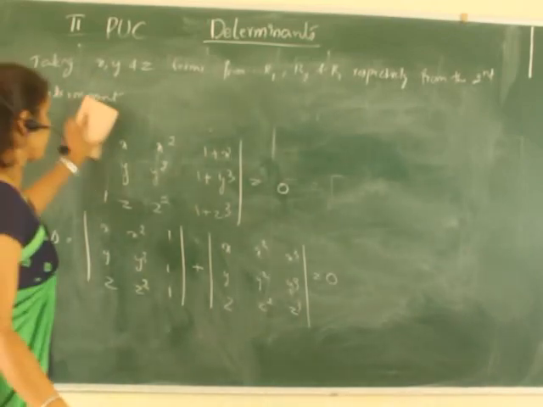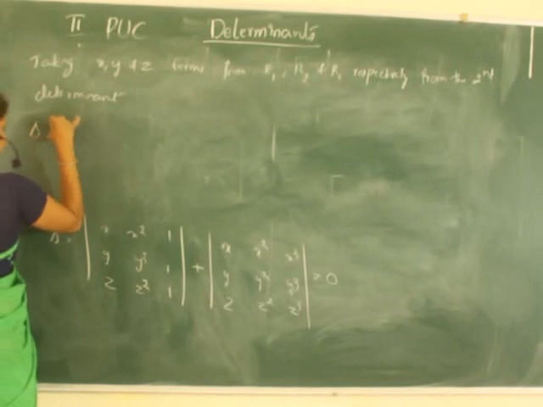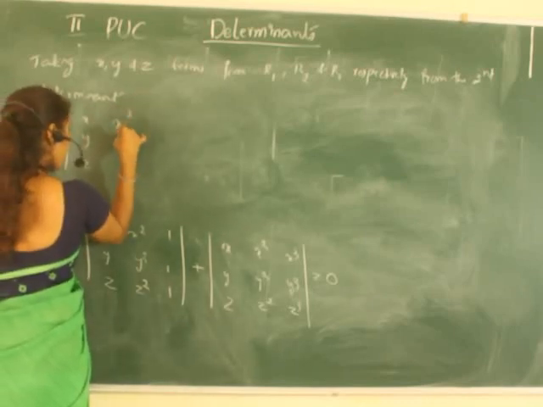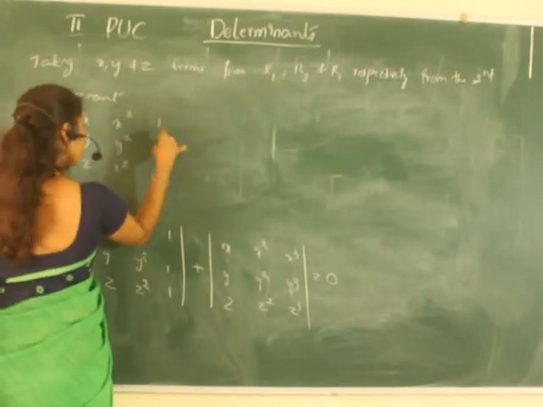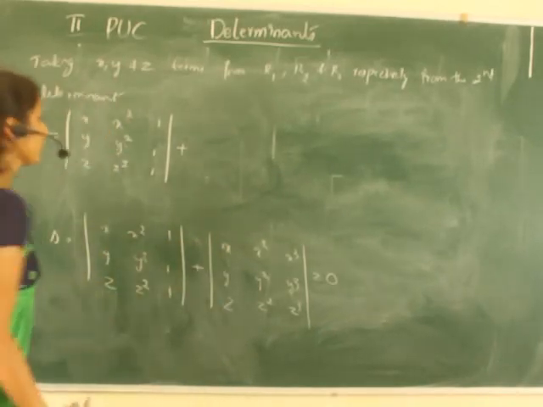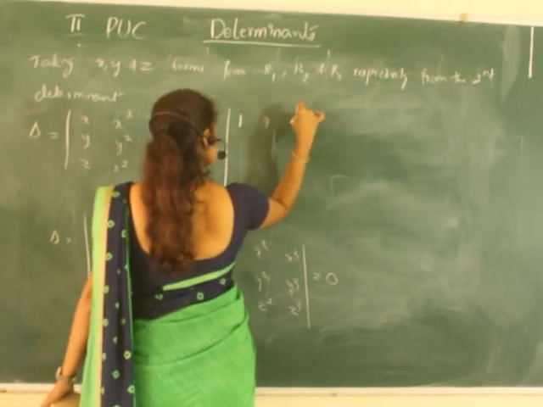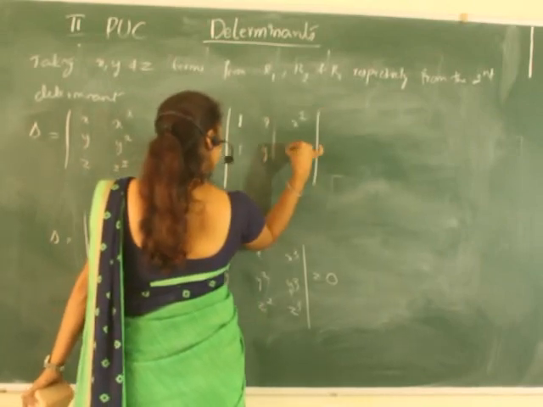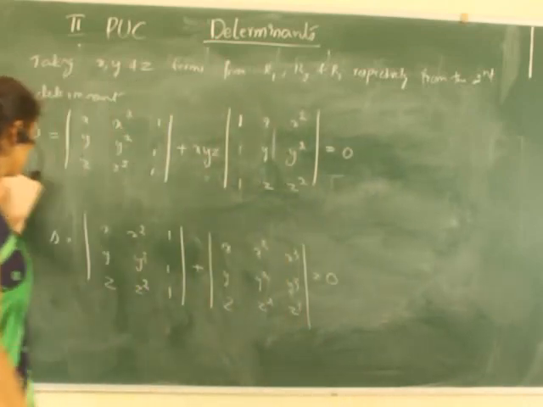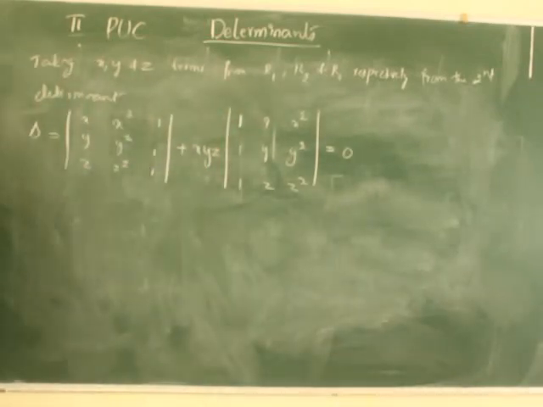So if I take the common terms from that second determinant, what we get now is delta equal to the first term as it is, which will be x, y, z; x square, y square, z square; 1, 1, 1, plus, taking x from here, y from here, z from here, xyz times the remaining determinant 1, x, x square; 1, y, y square; 1, z, z square. This is equal to 0.